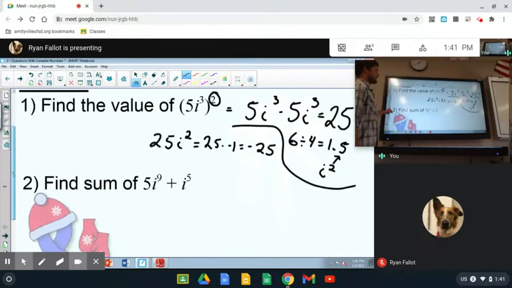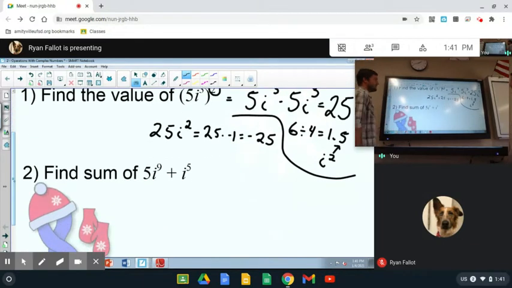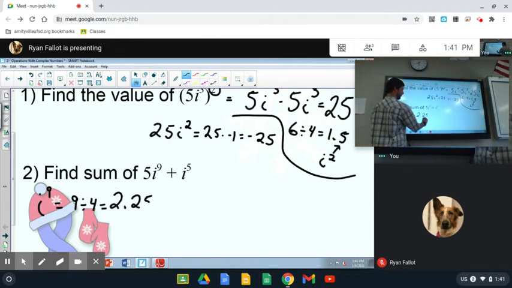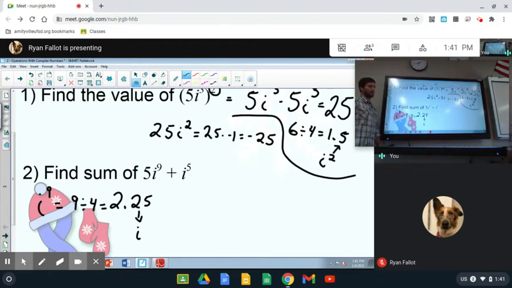Find the sum. Sum means add. Well, you can't add these up. If you want to do GCF and plot I to the 5th, be my guest, but you'll be even more confused. So instead, let's say, what is I to the 9th power equal to? Well, I to the 9th power, we would do 9 divided by 4. This would be 2 with 0.25 left. The remainder of 0.25 means a power of 1, and that's just I.